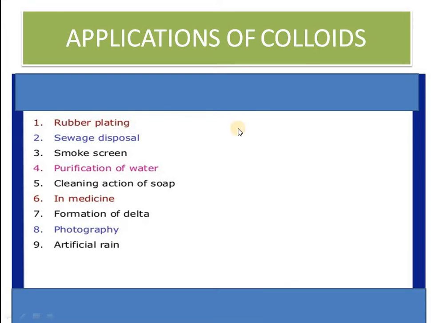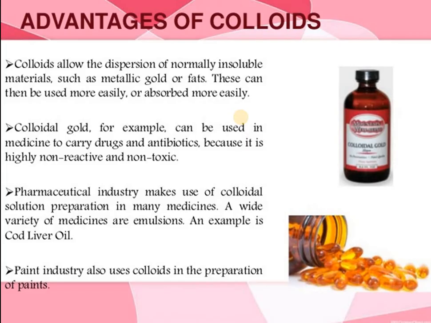Rubber plating means sometimes we want to store concentrated sulfuric acid in a vessel. Directly you cannot store it in an iron vessel, so you use a rubber lining of the vessel. Rubber lining is rubber plating. So this is the meaning. Advantage of colloids: colloids allow the dispersion of normally insoluble materials such as metallic gold or fats.